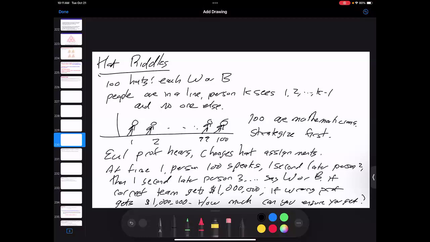You are saying white or black. So if you speak and if you're wearing a white hat and you say white, your team gets $1 million. If you say black and you're wearing a black hat, your team gets $1 million. If you say white and you're wearing a black hat, I get $1 million.